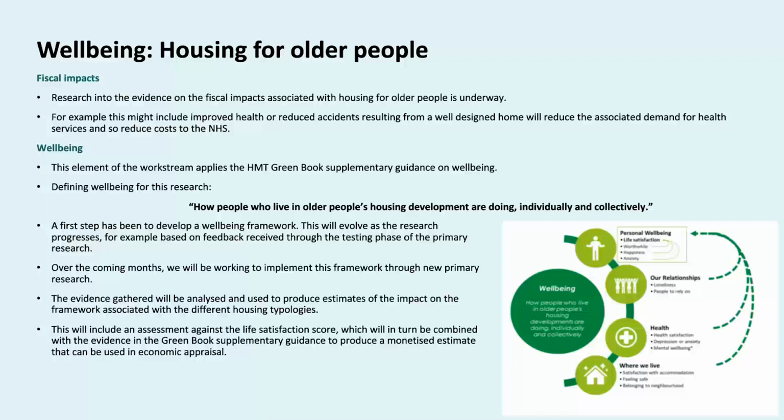The next stage of the research is going to be looking at well-being more broadly. So this is thinking about how people who live in older people's housing developments are doing individually and collectively. So that builds on the definitions used by the ONS within their wellbeing dashboard and the Treasury's Green Book supplementary guidance. So we've been constructing a wellbeing framework, as highlighted in the diagram in the bottom right-hand side there. We'll be building on this diagram as we develop the research. So we're just about to go out and do some testing interviews with various groups from the typologies that we ran through.